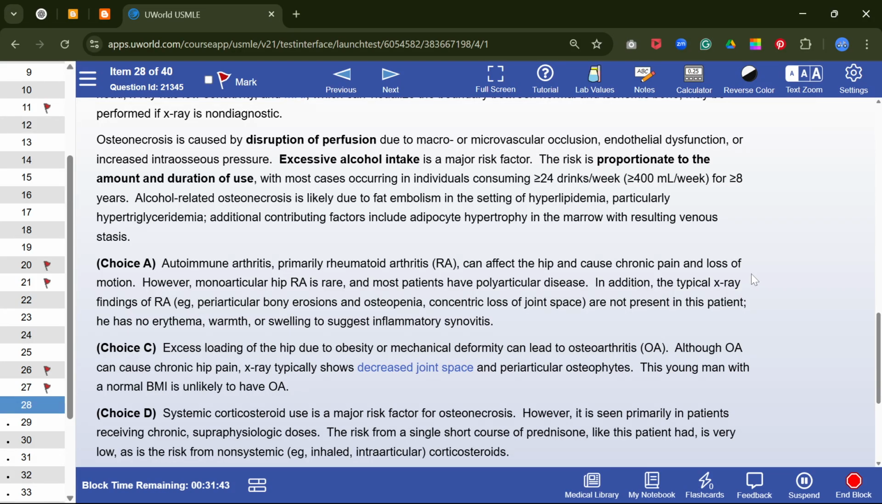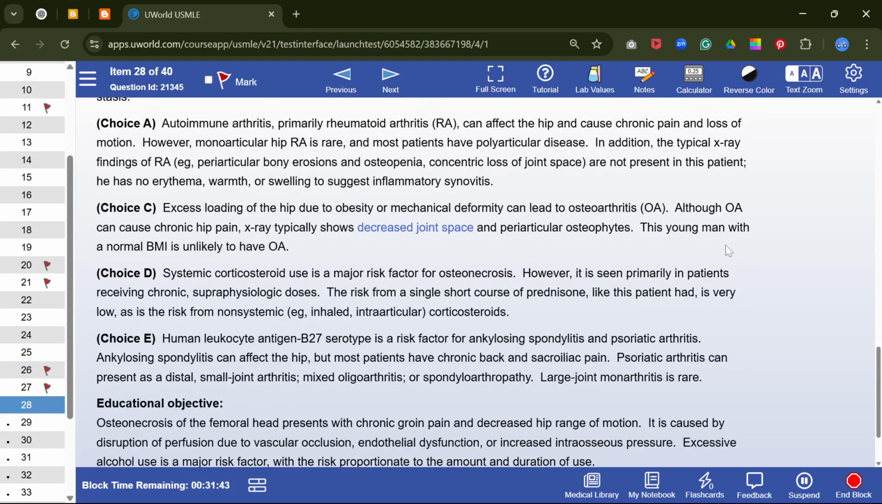Autoimmune arthritis, primarily RA, can affect the hip and can cause chronic pain and loss of motion. However, monoarticular hip RA is rare and most patients have polyarticular disease. In addition, the typical X-ray findings of RA, periarticular bone erosion, osteopenia, and concentric loss of joint space, are not present in this patient, and he has no erythema, warmth, or swelling to suggest inflammatory synovitis.